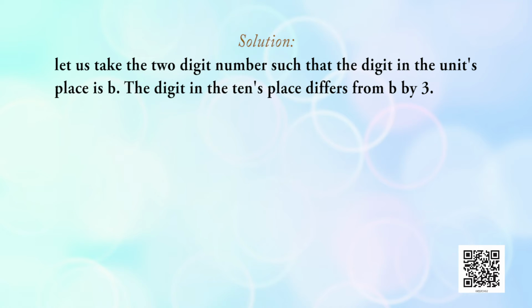To find the solution for this problem, let us take the two digit number in such a way that the digit in the unit place is b. Then the digit in the 10th place differs from b by 3. Therefore, the 10th digit becomes b plus 3. So, the two digit number is 10 times (b plus 3) plus b, that is nothing but 10b plus 30 plus b, that is 11b plus 30.